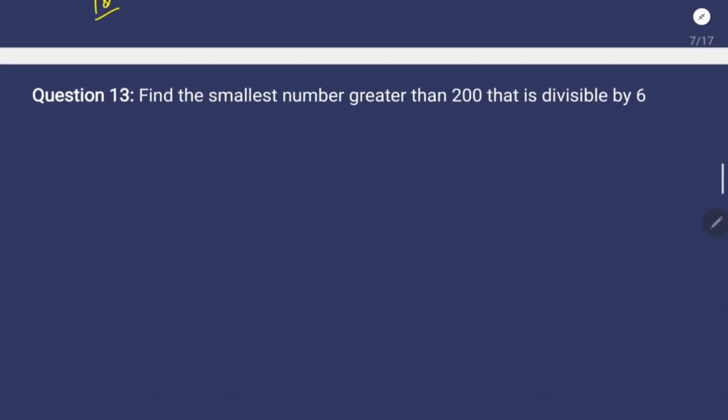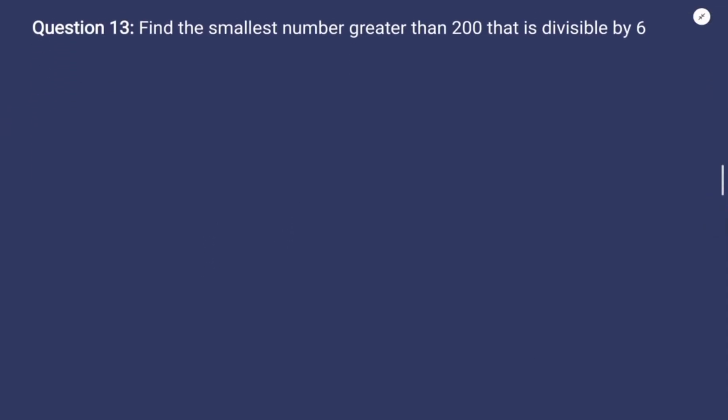Then we have: find the smallest number greater than 200 divisible by 6. It can only be an even number, because otherwise it will not be divisible by 2. So if I check 202, what is the sum? The sum is 4. It is not divisible by 3. If I check 204, I am taking even numbers only. So I know that all these numbers are divisible by 2, so I don't need to check for 2.